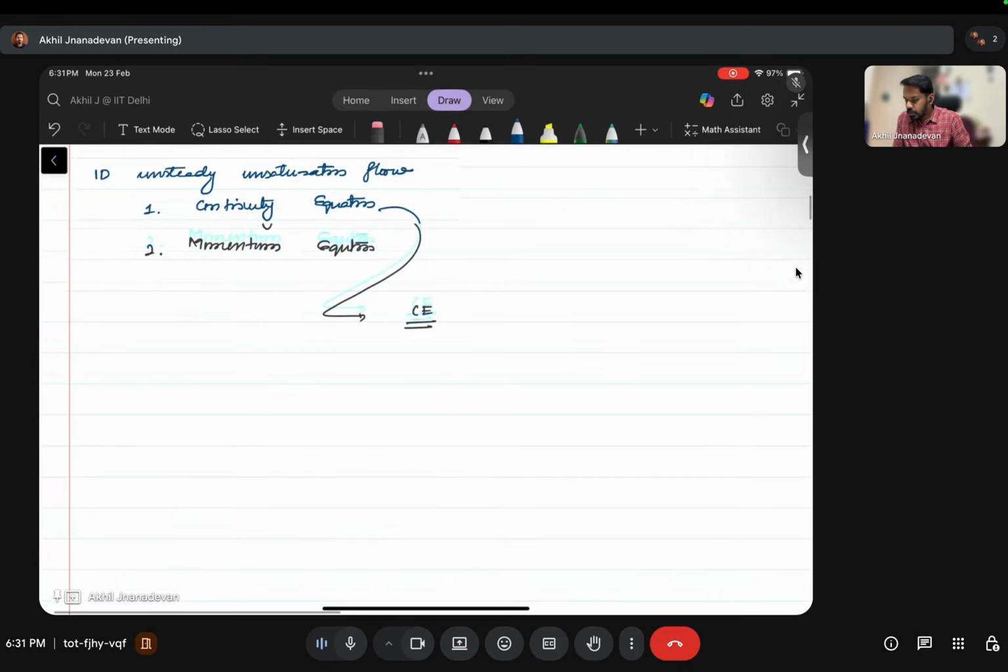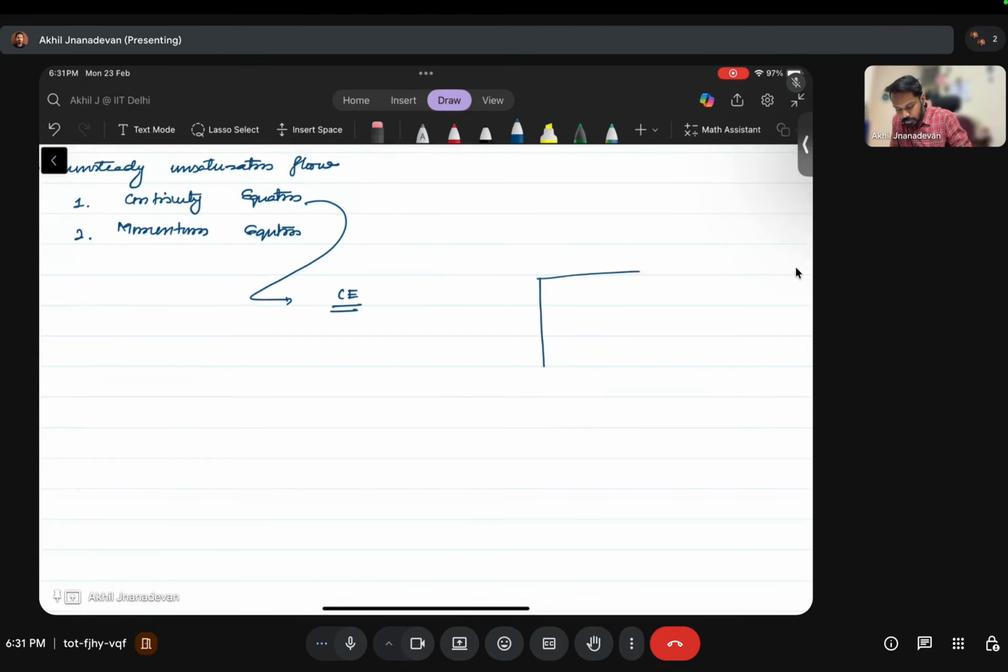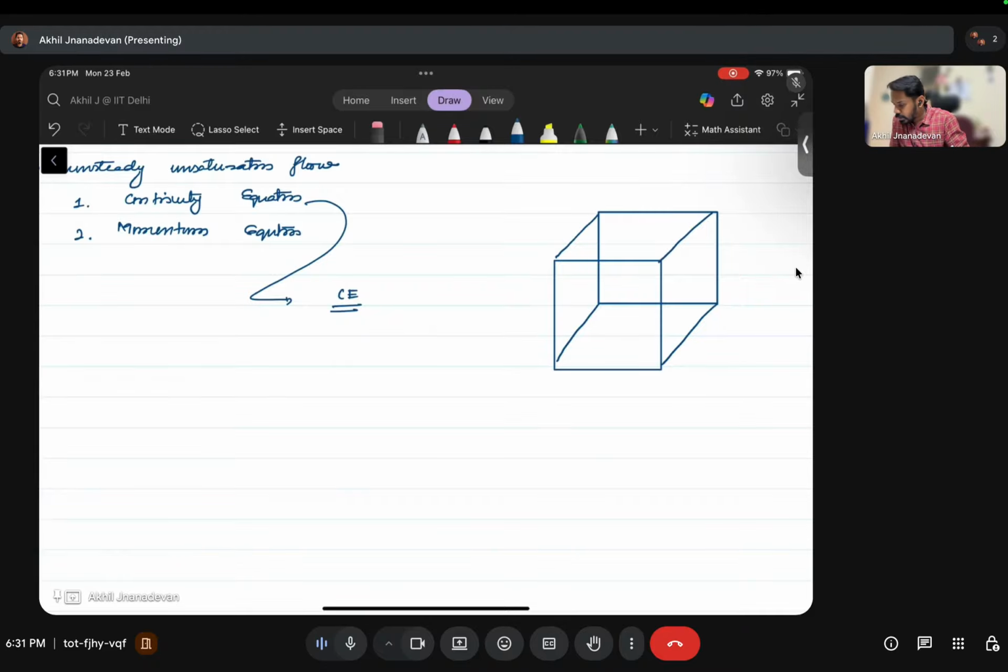To apply the continuity equation, we will be considering a control volume. So let this be the control volume. Here the control volume will be a small cuboidal element along the x, y, and z axis. It is lying in this way. This is the x-axis, this is the y-axis, and this is the z-axis.